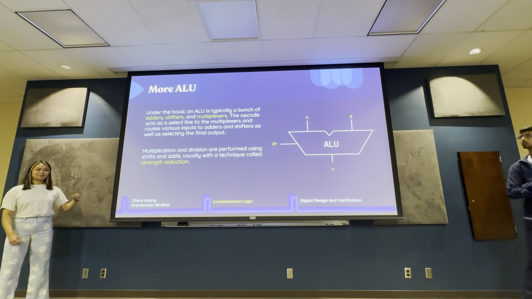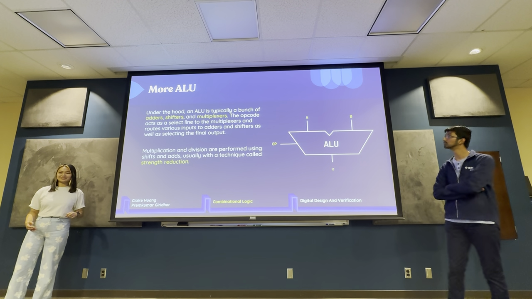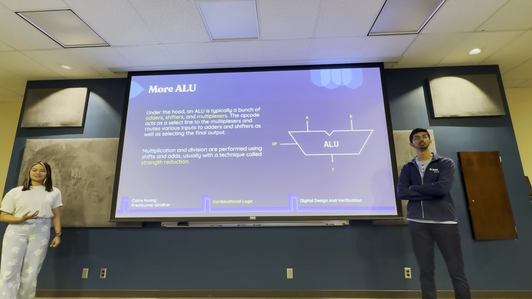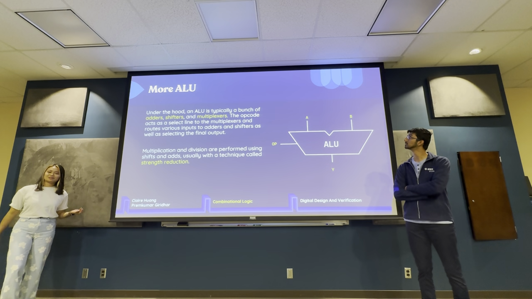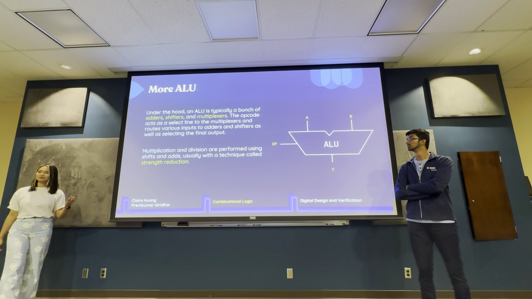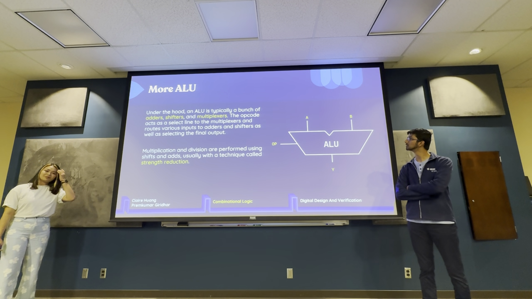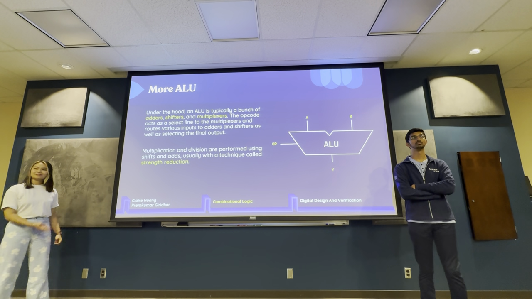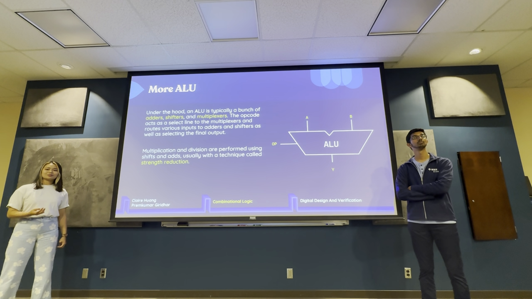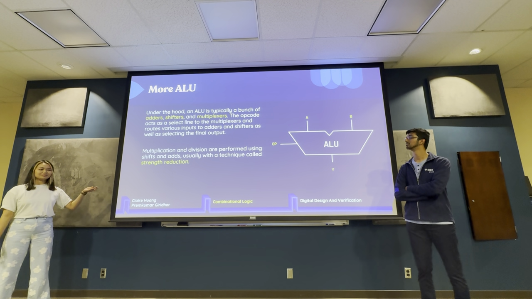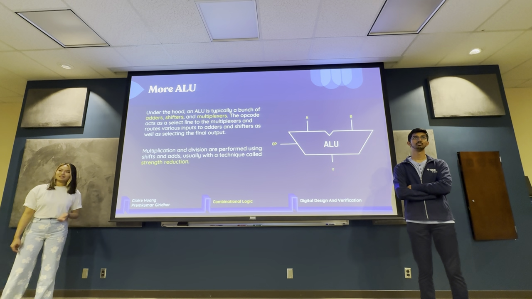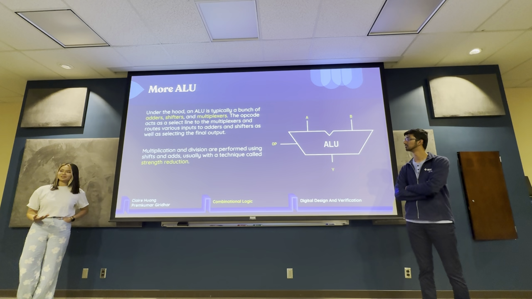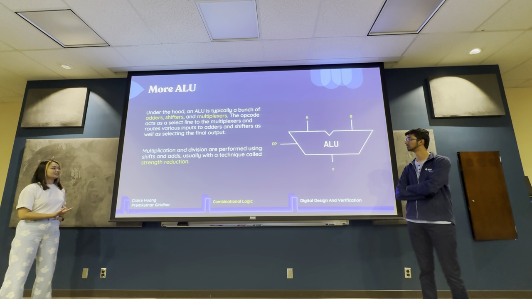So what the ALU is inside is a bunch of digital logic. It'll take the adders that we were just talking about, the multiplexers that we were just talking about, and shifters for shifting operations. And the opcode will basically be a select line to tell the circuit what to do, right? That is actually done through the multiplexer that we just talked about. Multiplication and division are shift operations, and usually with a technique called shift.